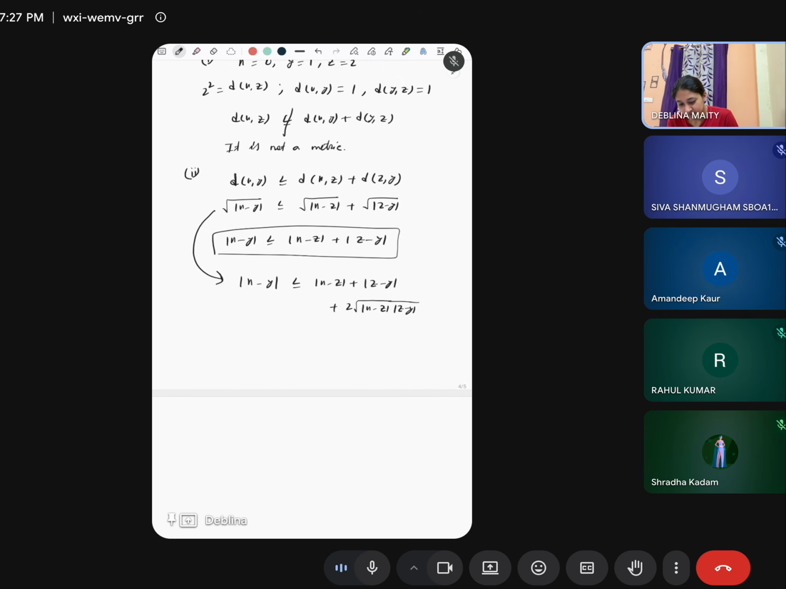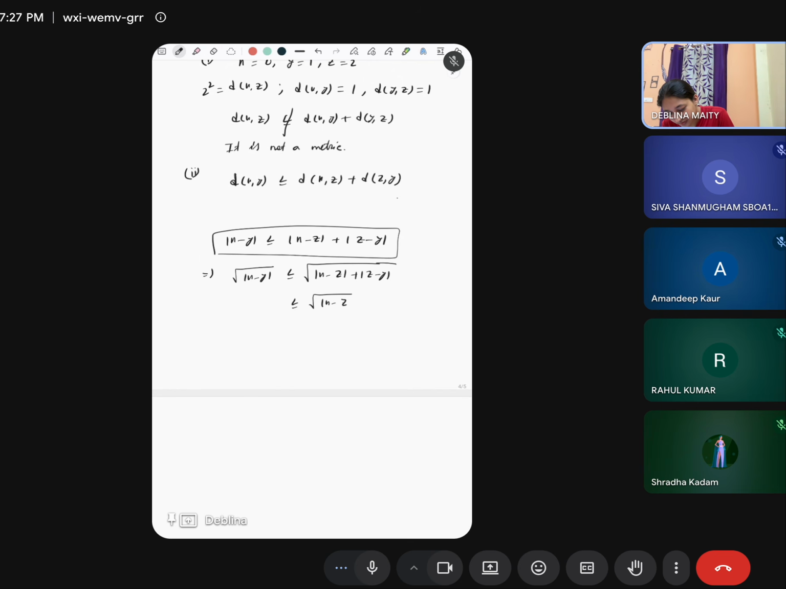Okay, let's try this one. So this means modulus of root over this one, and we can show that this is less than or equal to this. This means root a plus root b, right? This will be true.